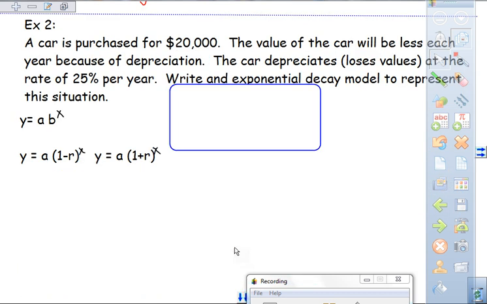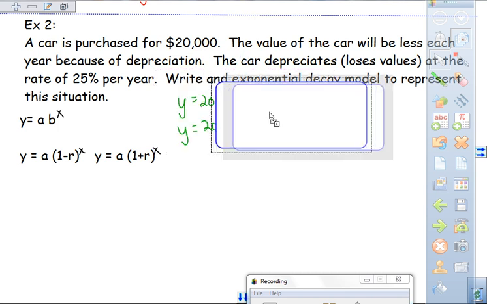Let's try another one. A car is purchased for $20,000. The value of the car will be less each year because of depreciation. The car depreciates, which means to lose value, at the rate of 25% per year. Write an exponential decay model to represent the situation. So again, y equals AB to the x. So we're starting out with $20,000.